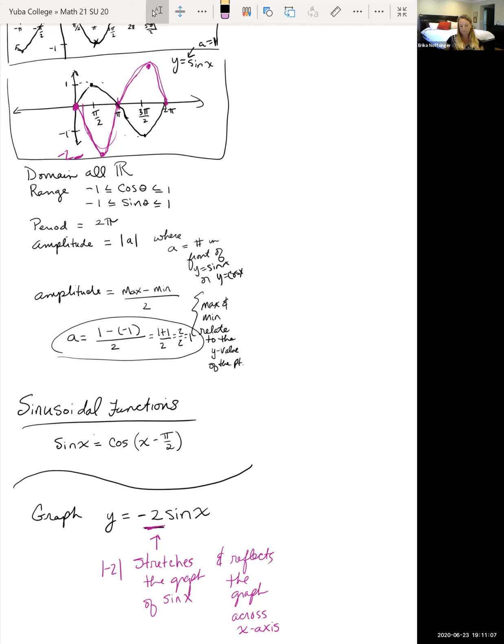That value in front of your trigonometric function for sine and cosine is actually going to tell you the max and the min. So I know my A value, A is equal to -2. My amplitude is equal to the absolute value of that.